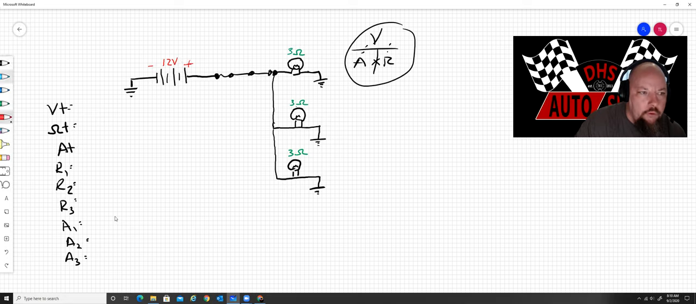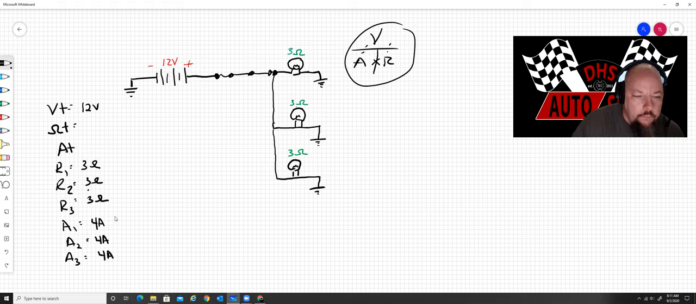We have our voltage total at 12 volts. Okay. We have our resistance of each branch all set to 3 ohms. Okay. 3, 3, 3. Meaning that our current totals are going to be 4, 4, and 4. 12 divided by 3, 12 divided by 3, 12 divided by 3, just like we did before. Okay.